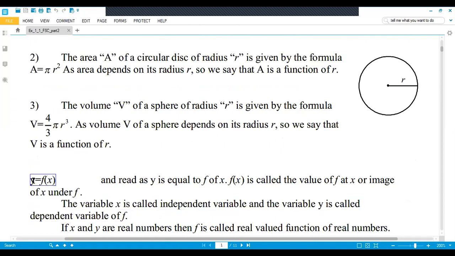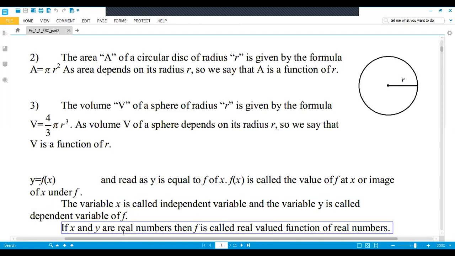If you have a equation like this, y is equal to f of x, we read it as y is equal to f of x. Here f of x is the image of x under f. You can say that the value of x is the image and the value of y is the range. So the variable x is called the independent variable and the variable y is called the dependent variable of the function.